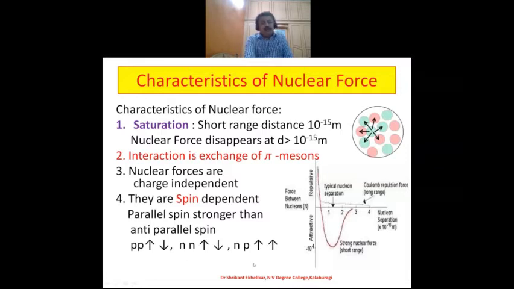Parallel spin is both in the same direction. So with parallel spin, the nuclear force originating from the interaction is greater than with anti-parallel spin. A parallel spin is possible with one neutron with spin up and one proton with spin up.